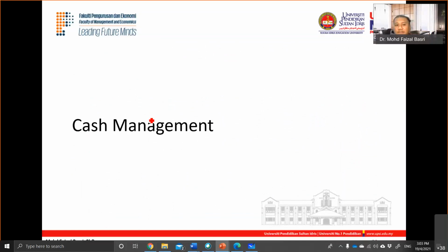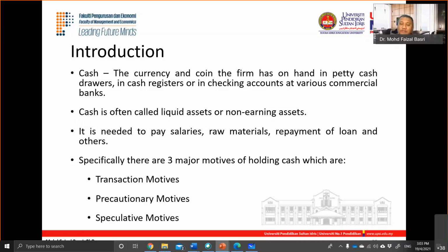Okay, so cash management. Under cash management, again, remember why we do working capital management is to balance between too high a level of liquidity and managing the profitability of the company. So here, cash refers to the currency or the coin that the company has, either in petty cash, ataupun dalam vault, for example, or in the banks. Cuma dalam bank, usually they refer to checking accounts, ataupun sometimes savings accounts. Checking account, which in Malaysia we usually refer to as current accounts.